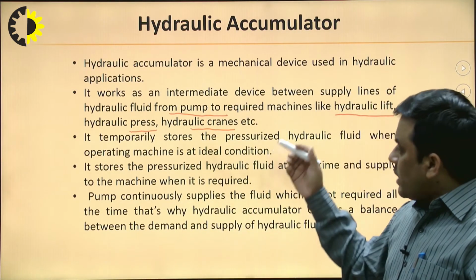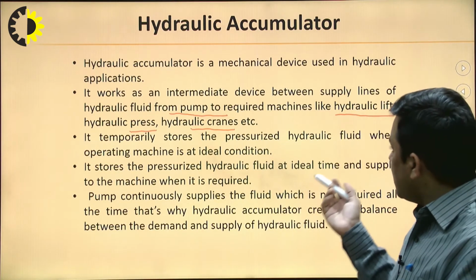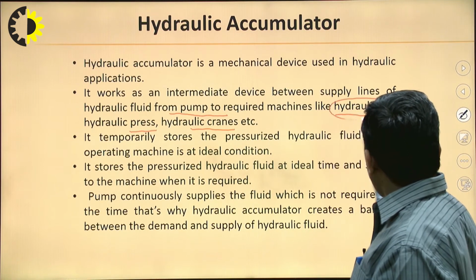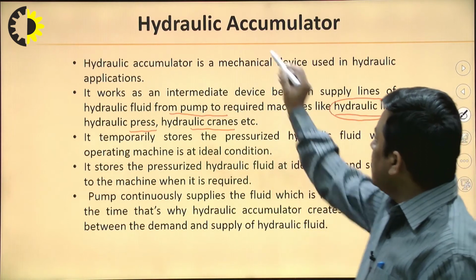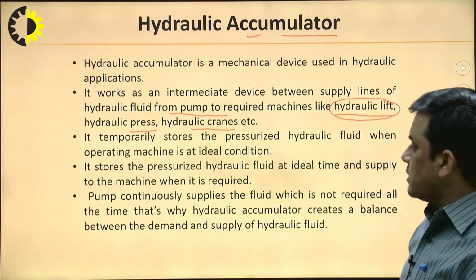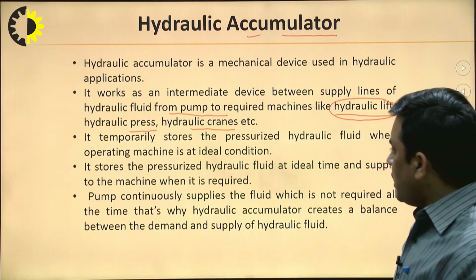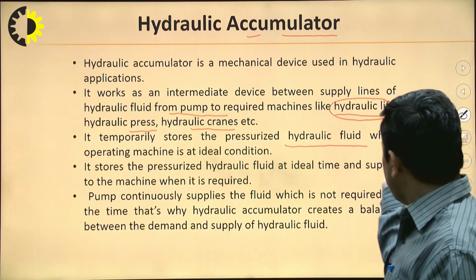But sometimes the supply of fluid from the pump is not sufficient to perform the function of the hydraulic lift, press or cranes. In that condition, this hydraulic accumulator comes into the picture. I will be discussing how it helps in this manner. It temporarily stores the pressurized hydraulic fluid.